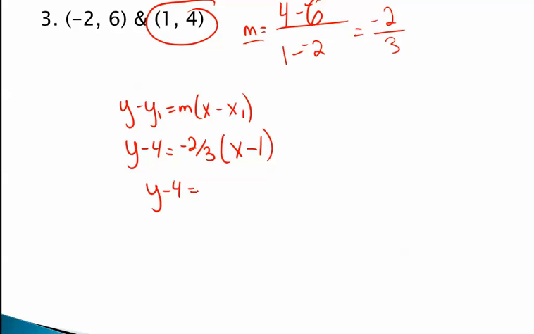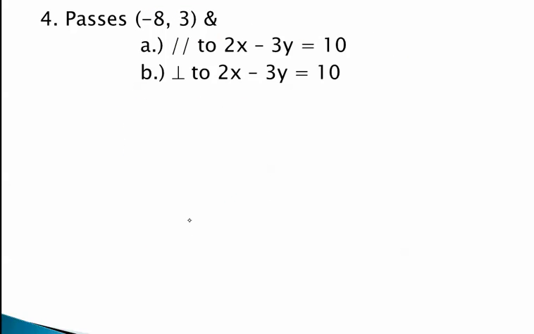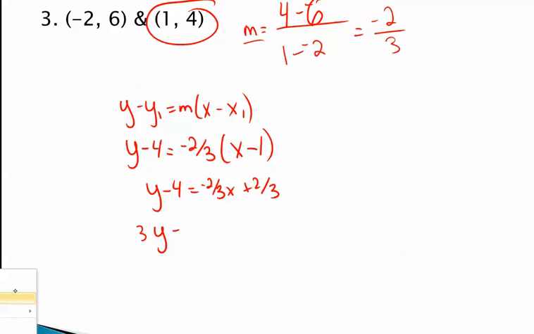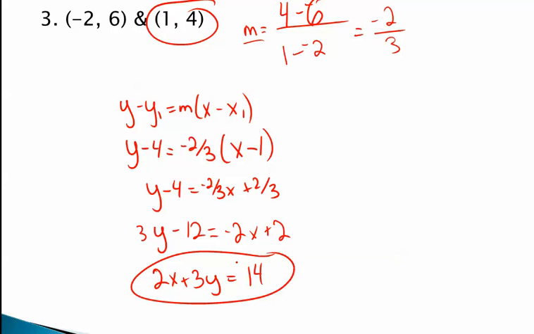I'll distribute. I multiply by 3 to get rid of the fraction. I'll bring the x over to the other side and the 12 to the right. So 2x plus 3y equals 14, and there's our standard form.